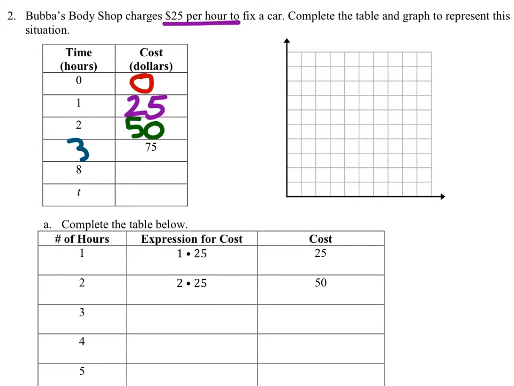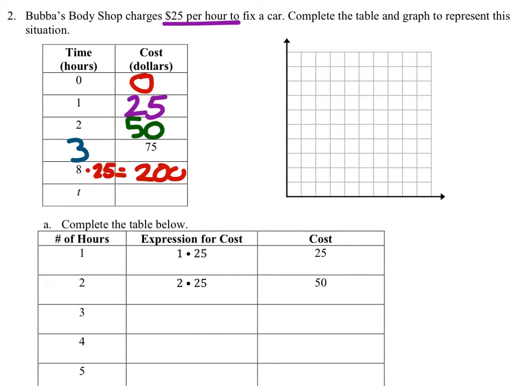Well, then he finds on another car that he worked 8 hours. So how would we figure out how much he would charge? Yeah? 25 times 8? Bam. The 8 times the $25 for every hour. And it costed how much? 200. $200.